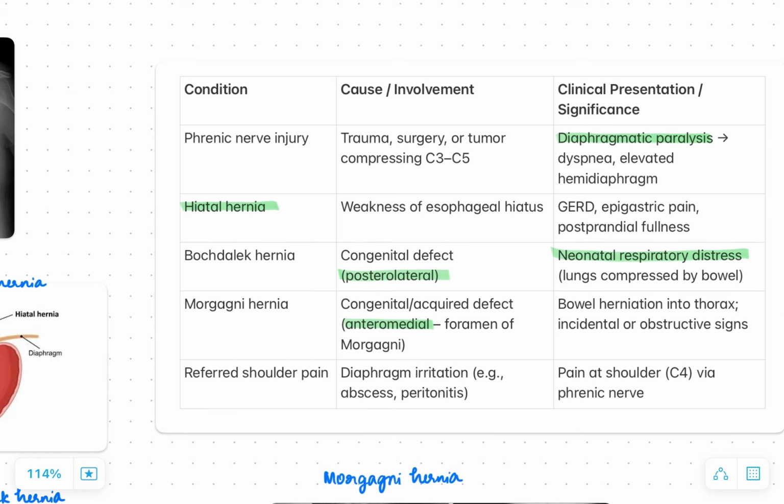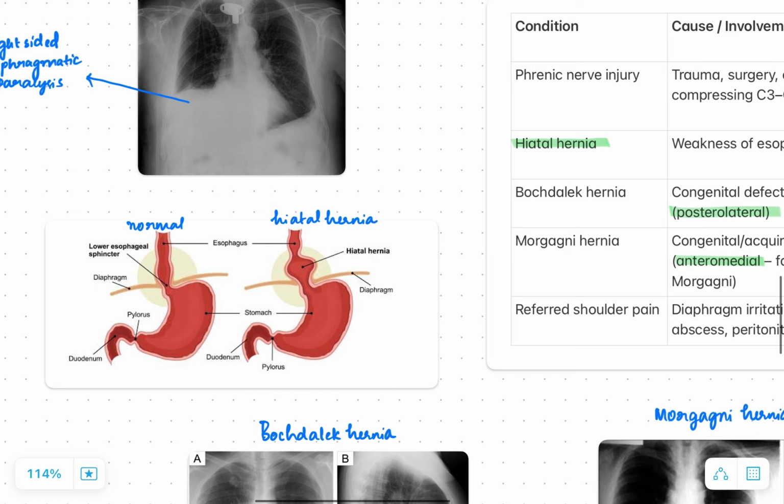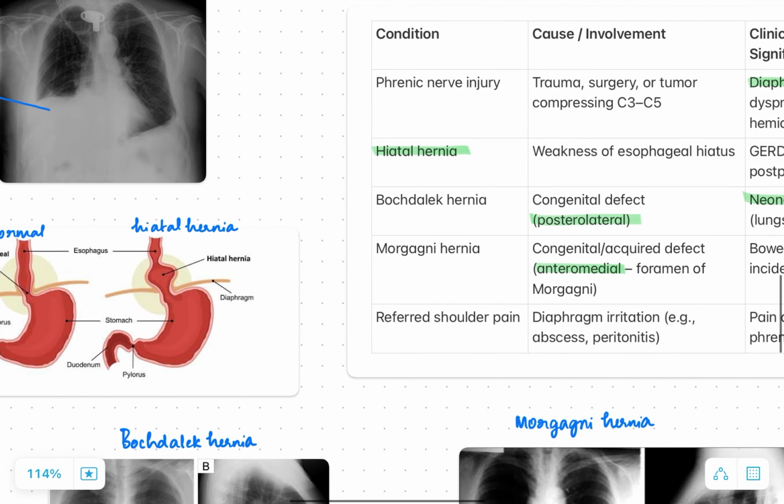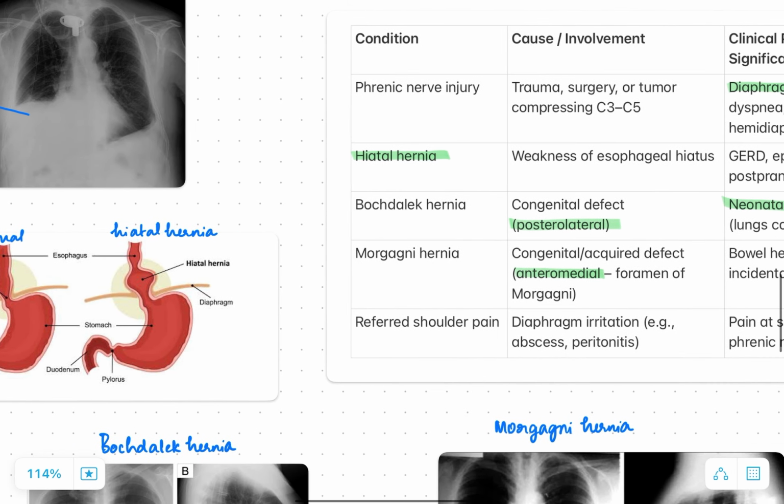Next is hiatal hernia. It is a weakness in the esophageal hiatus, that is at the T10 level. The patient will have GERD, epigastric pain and also postprandial fullness. In this picture we can see the normal diaphragm, where the esophageal sphincter is below it, and in hiatal hernia, because of the weakness of the esophageal hiatus, it will move upward. Because of this, it causes hiatal hernia.